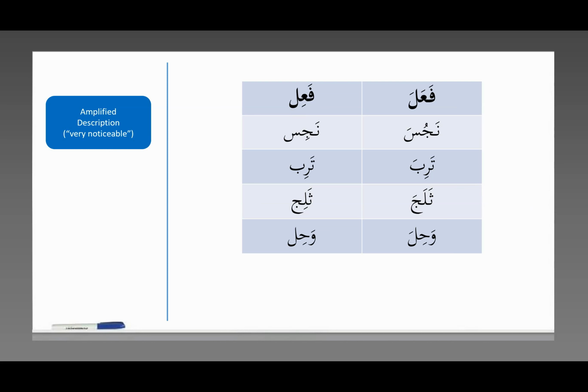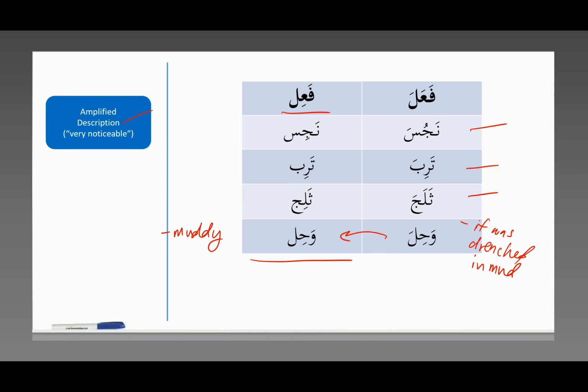And last here, we have wahila. Wahila means it was drenched in mud. You get a very visceral reaction to these things. When something is impure, when something is covered in dirt, when something is covered in snow, when something is covered in mud, your reaction is very strong usually because it's noticeable what you're looking at. And so we get wahil. Wahil means muddy. So again, this is an amplified description, very noticeable, and it often gives a strong reaction to the observer. It falls on the fa'eel pattern. Najis, darib, thalij, wahil.